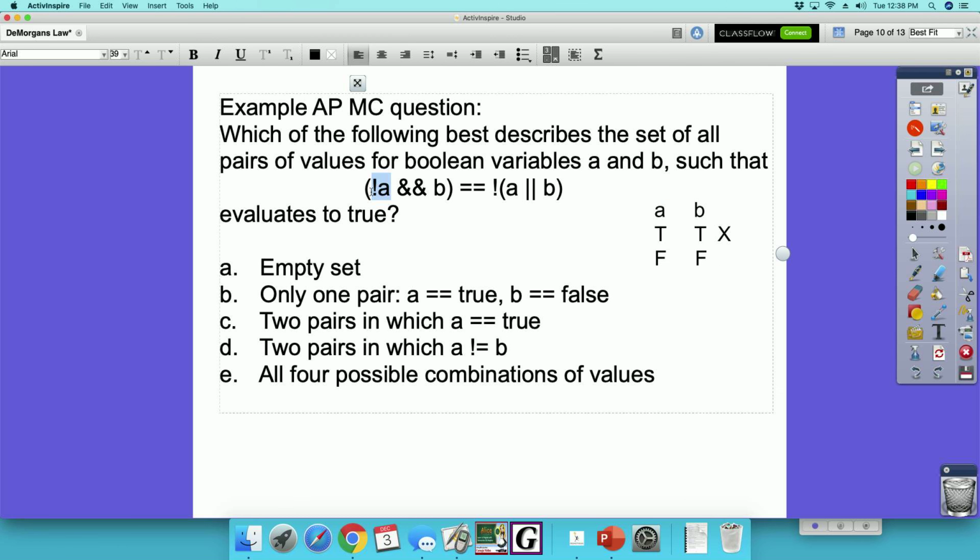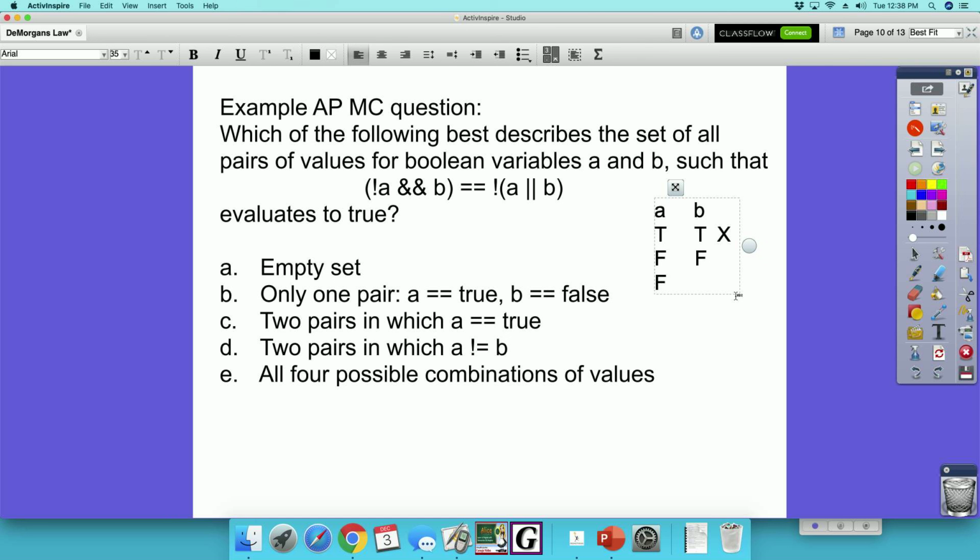So not false is true and false. So this is false. This side is false. False or false is false. Not false is true. So the left-hand side is false and the right-hand side is true. So this one doesn't work. So let's go on to the next one.